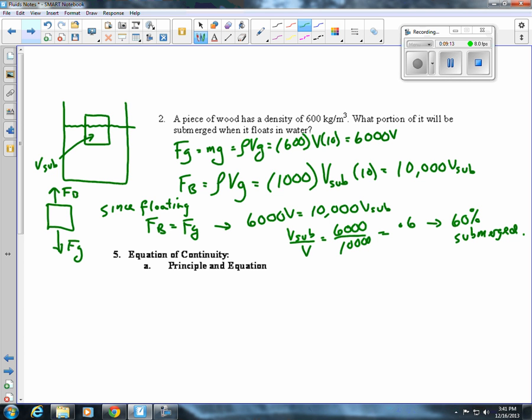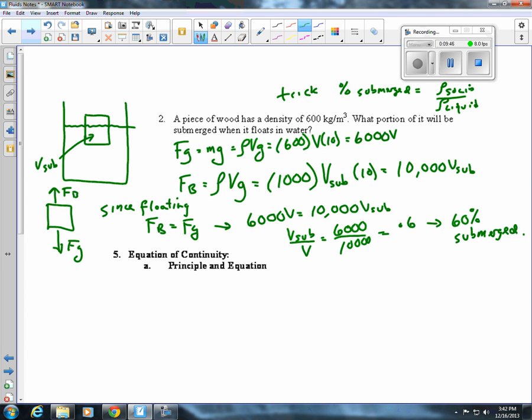Now, there's a trick to doing this. All right, I'm going to write that above. The trick. The percent submerged is going to equal the density of the solid divided by the density of the liquid. So we could have done that shortcut. The density of the solid is 600. The density of the water is, I'm sorry, it's 1,000. 600 divided by 1,000 is 0.6. So the percent submerged is 60%.